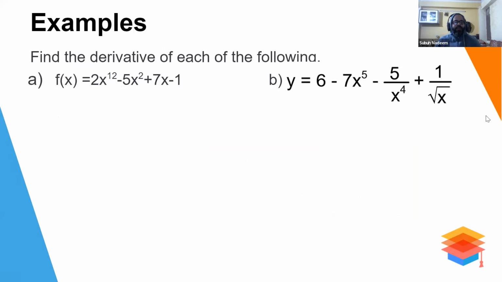Can you tell me the derivative one by one? First, A. It will be 24x raised to 11 minus 10x plus 7. Plus 7 only, because 1 x to the power 1 minus 1 will be x to the power 0, that will be 1, and the constant is 0. Fine. Next one.